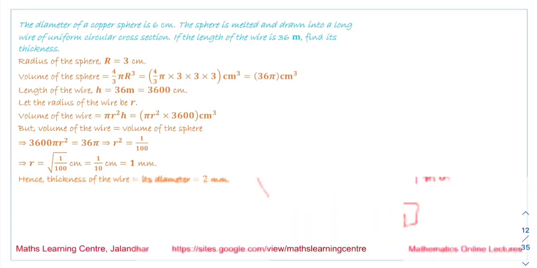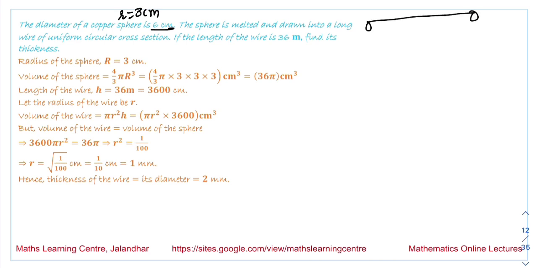Now the next: it is given that the diameter of a copper sphere is 6 centimeters. So the radius of this sphere is equal to 3 centimeters, and the sphere is melted and drawn into a long wire with uniform cross section. A long wire with uniform cross section means that the melted wire is now in the form of a cylinder.